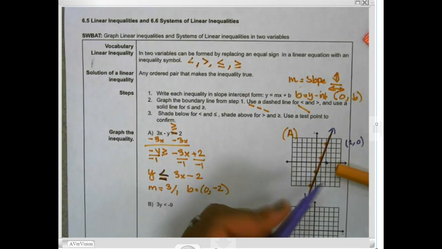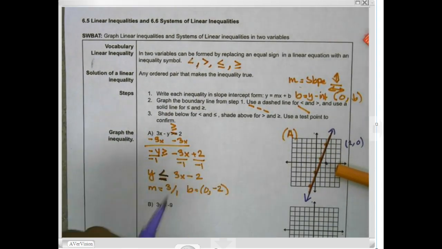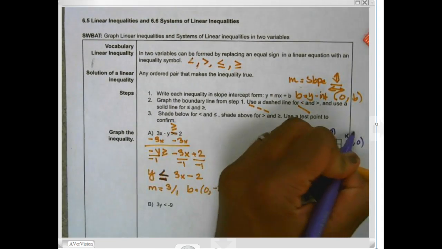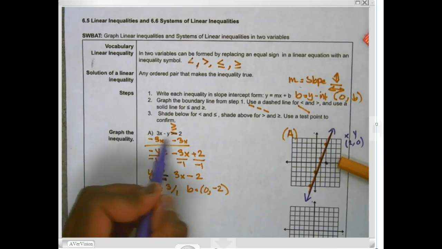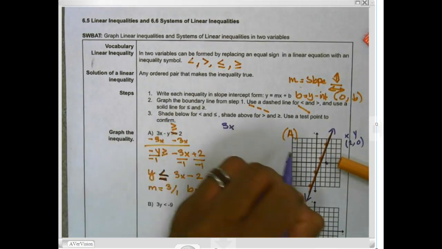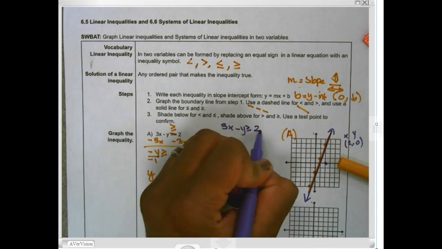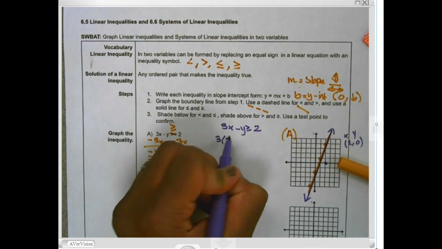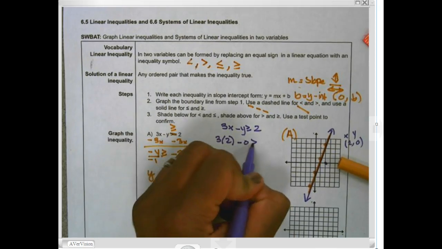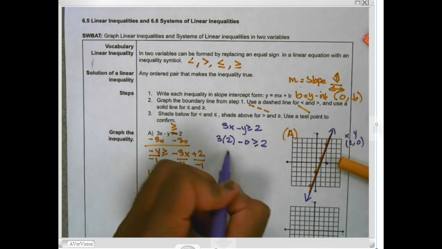I think that this point is where I need to shade. I'm just going to confirm it. This is an x and this is a y. I'm going to go back to the original equation, and instead of x, I'm going to put 2, and instead of y, I'm going to put 0, and I'm going to check to see if this is a true statement or not.